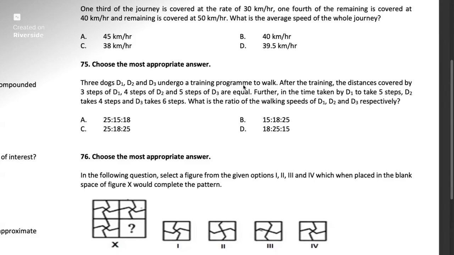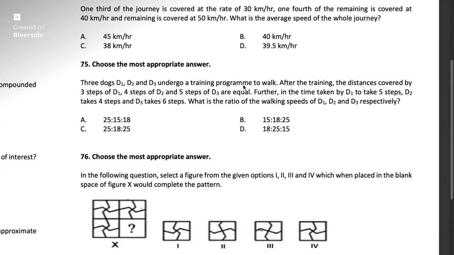Can someone please read question number 75? We have started with maths and AFCAT. It's going to be easy only, right? Haripriya, please read this. Choose the most appropriate answer. 3 dogs, D1, D2, and D3 undergo a training program to walk. After the training, the distance covered by 3 steps of D1, 4 steps of D2, and 5 steps of D3 are equal. Further, in the time taken by D1 to take 5 steps, D2 takes 4 steps, and D3 takes 6 steps. What is the ratio of walking speeds of D1, D2, and D3?